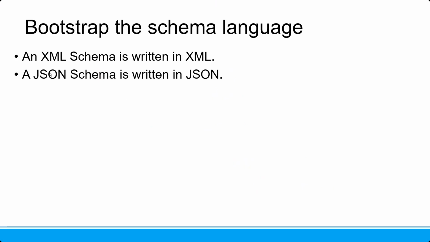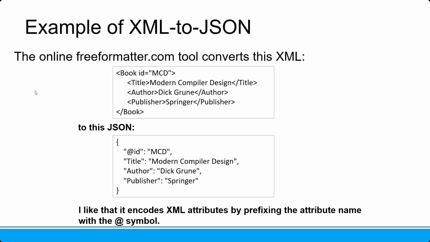Now we can do bootstrapping. So bootstrap the schema language. It means when you create the XML schema, it is written in XML. And when you create the JSON schema, it is written in JSON. So if you want to do something like changing the format, for example, I have the format of XML and I want to change this one into JSON. Or if I have a JSON and I want to change into XML.